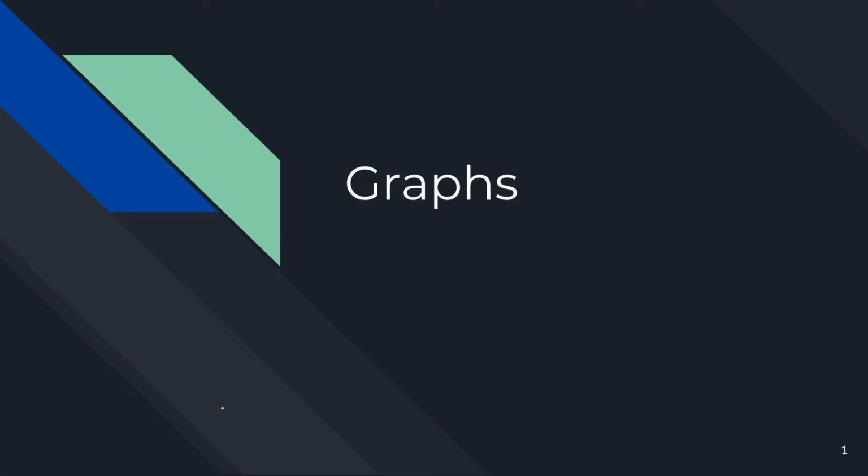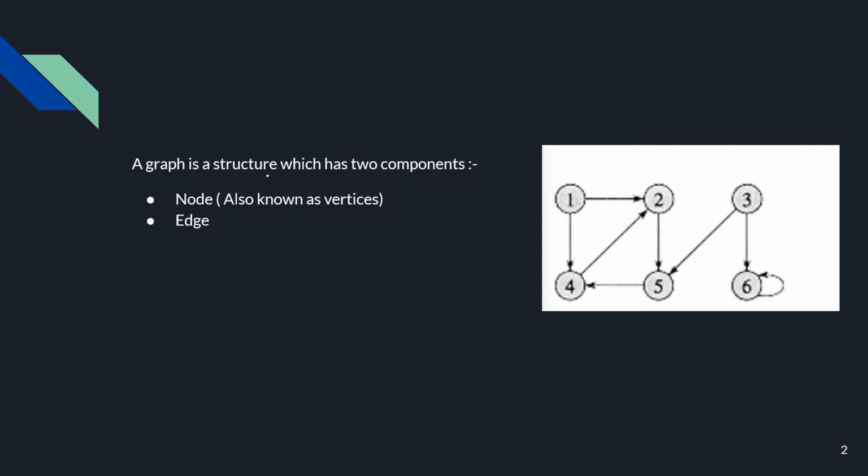Hello everyone. So today we will be looking at the topic graphs. A graph is a nonlinear data structure which has two components, node and edge. We can also call node as vertices. In this figure, we can see 1, 2, 4, 5, 3, 6 are all nodes. And the line which is connecting the two nodes is called an edge. These are called edges.